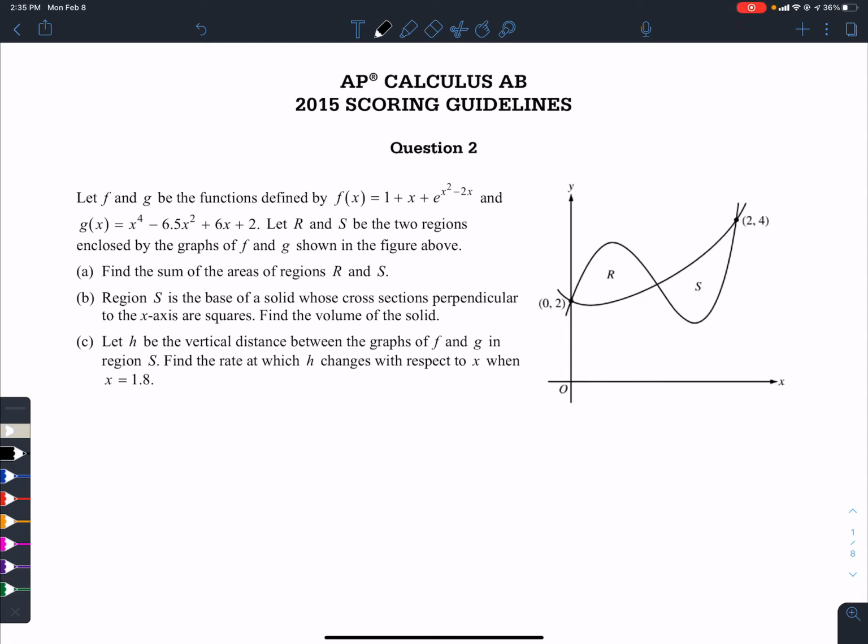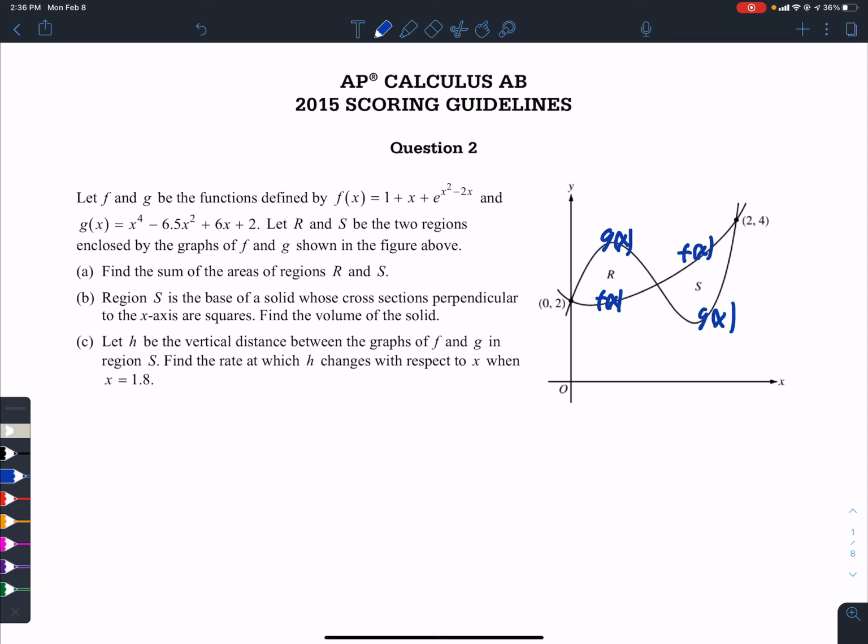This is Calculus AB 2015 FRQ question number 2. So they give us two functions, f of x and g of x. Now, if you were to graph these on your calculator, you would see that this is f of x here, and this is g of x here.